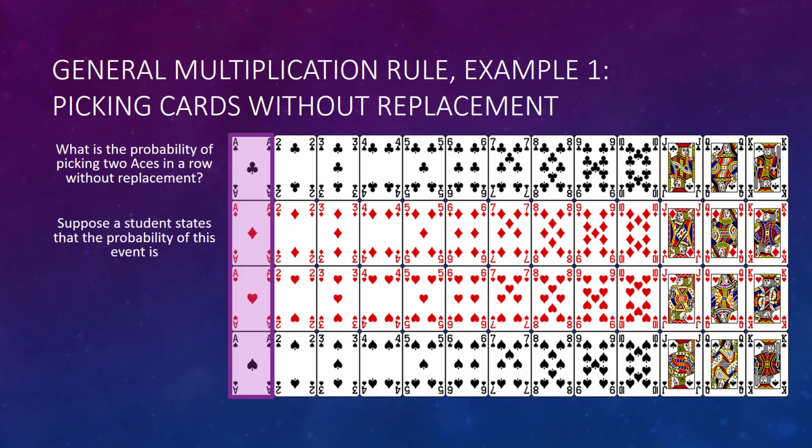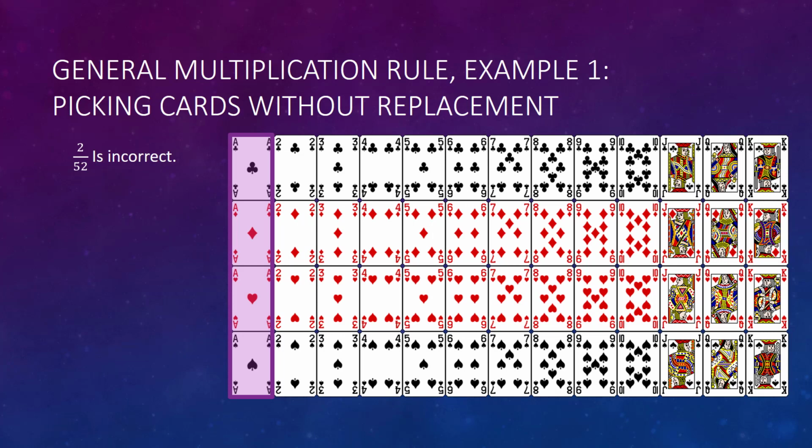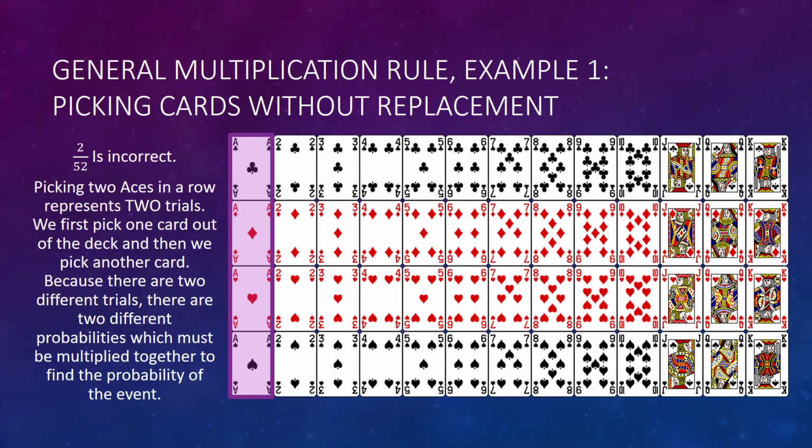So suppose a student states that the probability of picking 2 aces in a row without replacement is 2 out of 52, because you are picking 2 aces out of a deck of 52 cards. Is this student's argument valid? Is this the correct probability? Unfortunately, 2 out of 52 is incorrect.